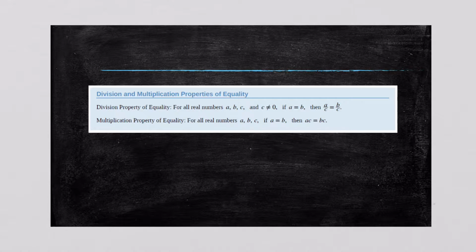This page right here says that if you have A equals B and you divide one side by a number, you have to divide the other side by the same number. That's what this says. Also, same thing goes for multiplication. If you have A equals B and you multiply one side by a number, you have to multiply the other side by the same number.